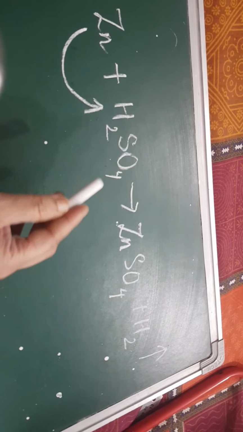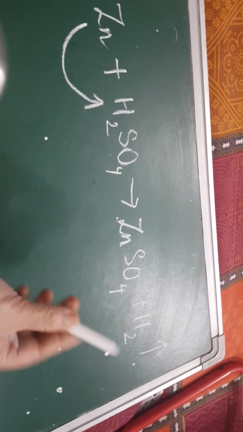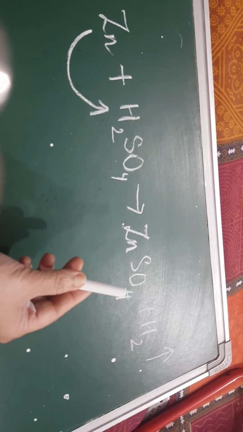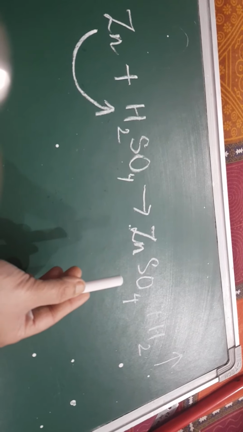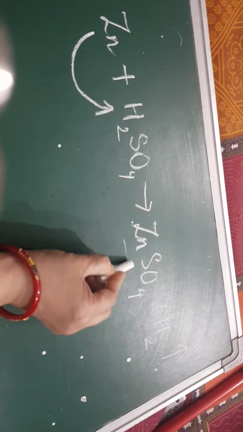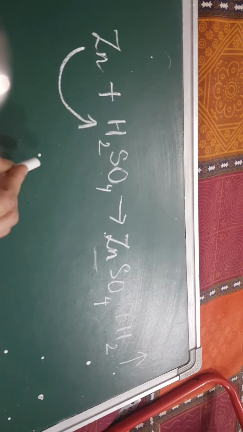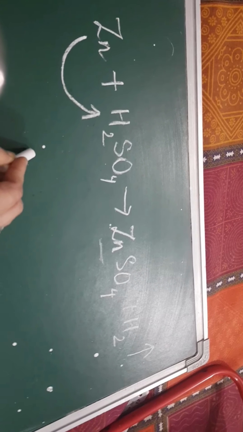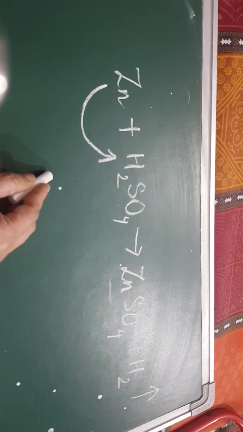During this reaction, children, this is also highly exothermic, so a large amount of heat is released. Hydrogen is released. We know how to test the presence of hydrogen. If we bring a burning matchstick near hydrogen, it burns with a pop sound. And a grayish substance, zinc sulfate, is formed during the reaction. This reaction is highly exothermic, so this is also a displacement reaction.